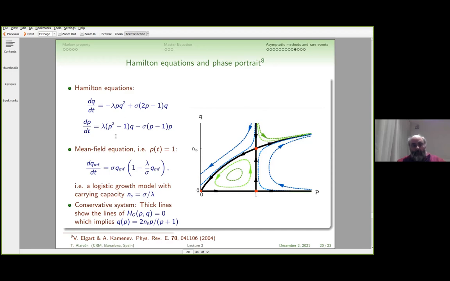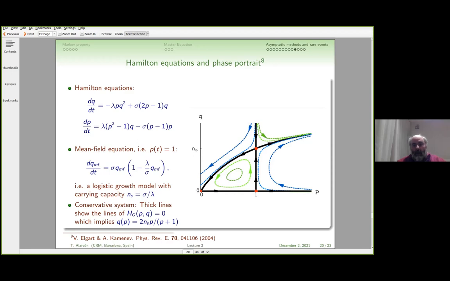Okay, so when p equal to 1, it is always a fixed point of this, which corresponds to this line here. And p equal to 1 is where the deterministic dynamics lives. So if you put in this equation p equal to 1, you will get this equation, which is exactly the logistic equation. And this dynamics lives on this p equal to 1 axis.